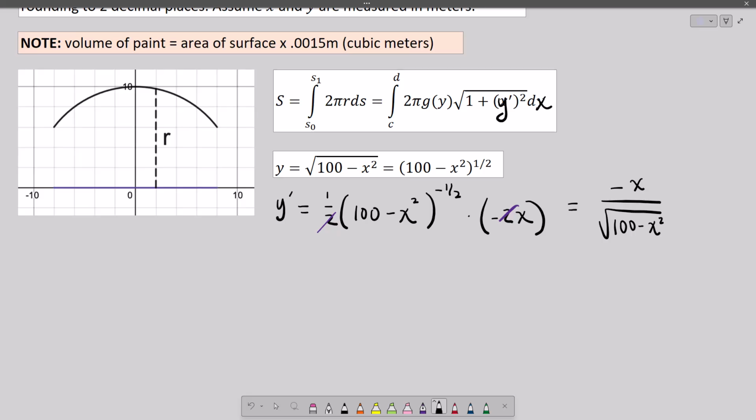We know in our formula we're going to have a y prime squared, so we can square it here just to get it nice and simplified before we put it inside. When we square the numerator, we'll end up with just x squared. When we square the denominator, the square root will vanish, giving us that.